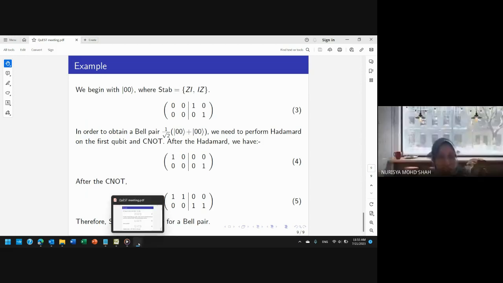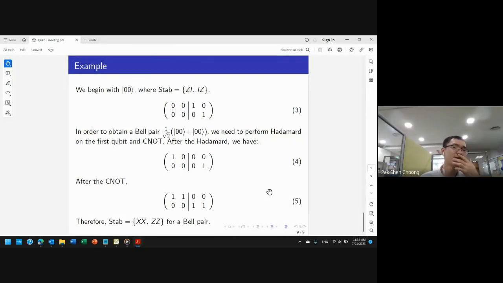Thank you, Choong. This non-stabilizer, one of them is what? Magic gate, is it? Not magic gates, magic states, sorry. Yeah, magic states.